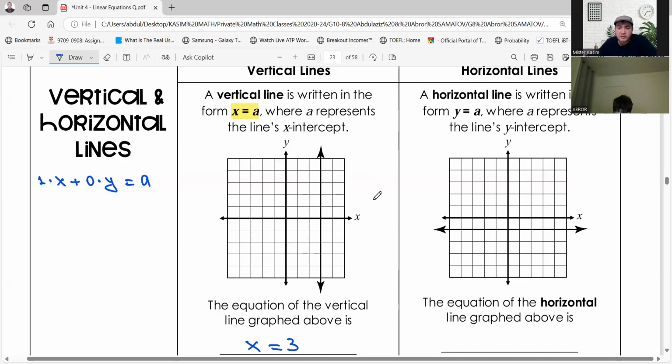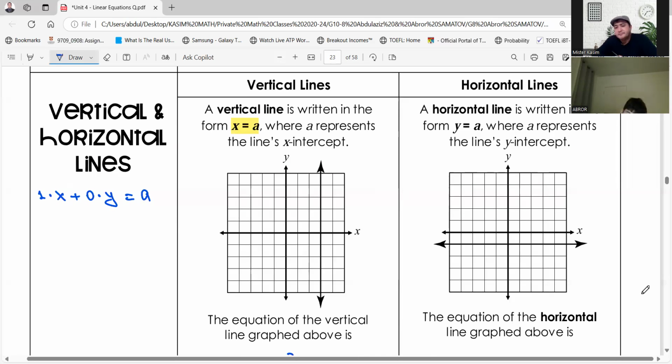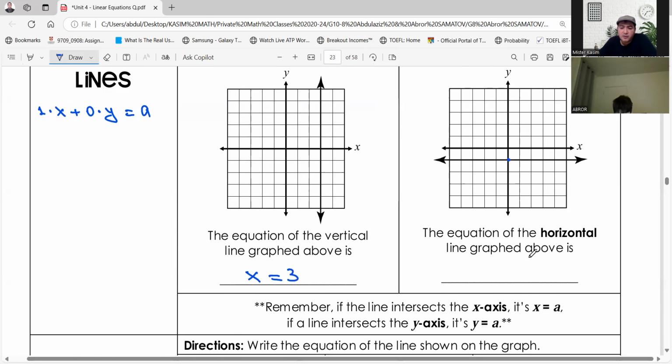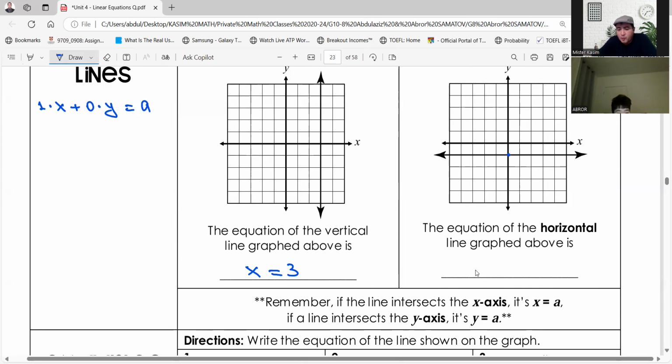And how about the horizontal line? Read it. A horizontal line is written in the form y equals a, where a represents the line's y-intercept. As you see here in this figure, the line is intersecting the y-axis here. So the equation of the horizontal line graphed above is y is equal to -1.